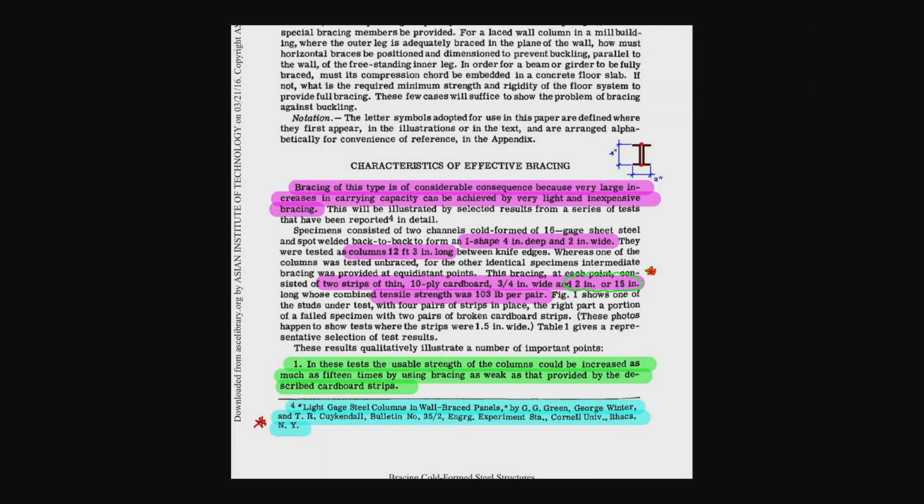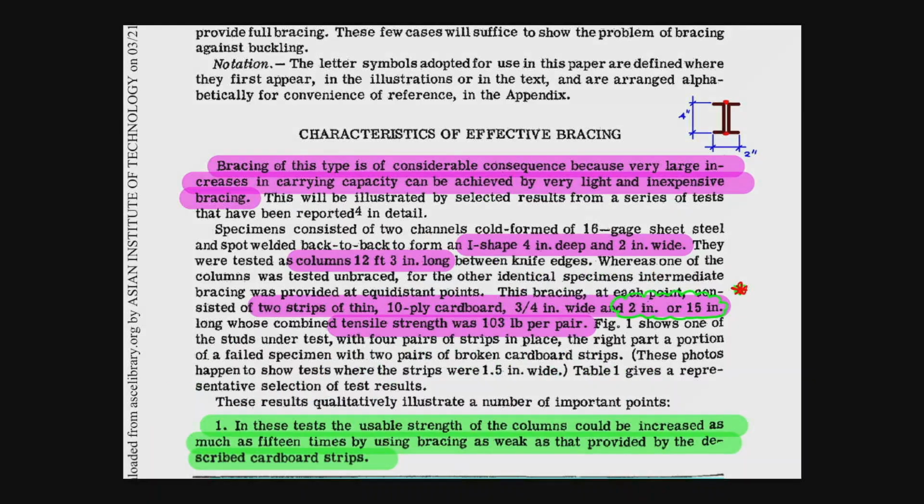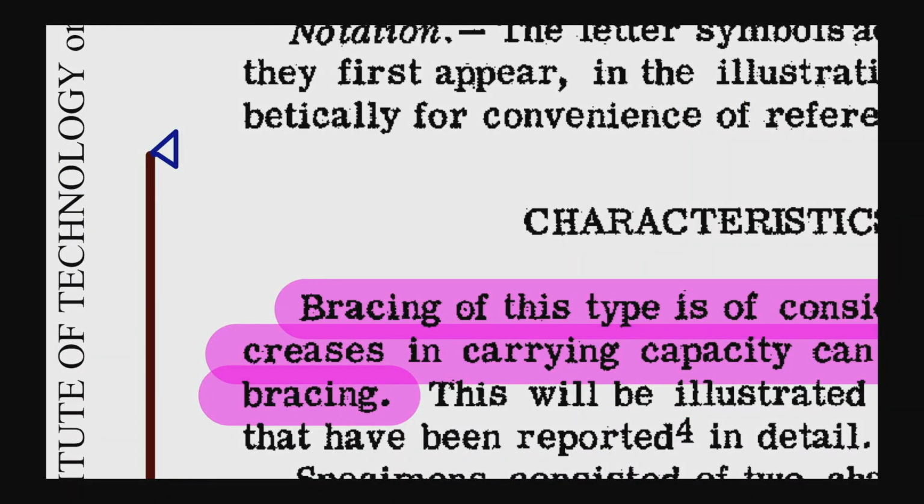at the equidistant points. And how does that look like? So we'll see. The specimen looks like this, and basically it's like a pin, right? So it is like a pin like this, and secure it like this.